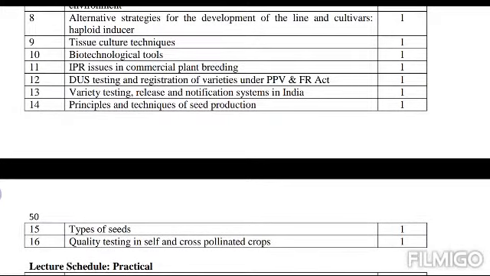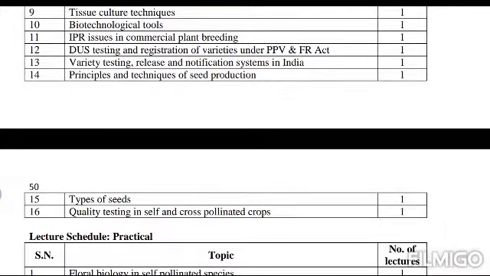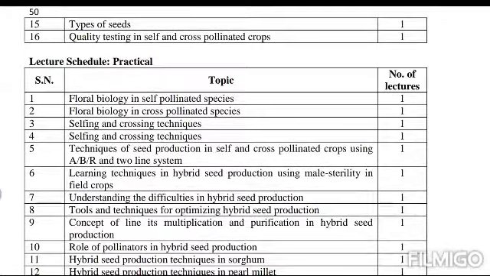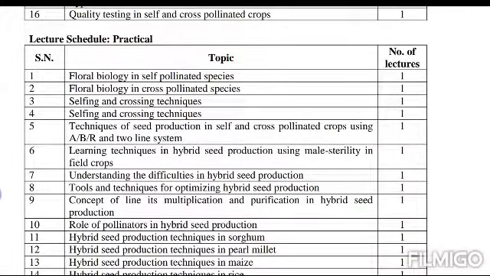tissue culture techniques, biotechnological tools, IPR issues in commercial plant breeding, DUS testing and registration of varieties under PPVFR Act, then varietal testing release notification system in India, principles and techniques of seed production, types of seeds, then quality testing in self and cross-pollinated crops.